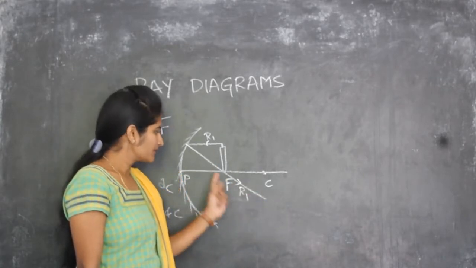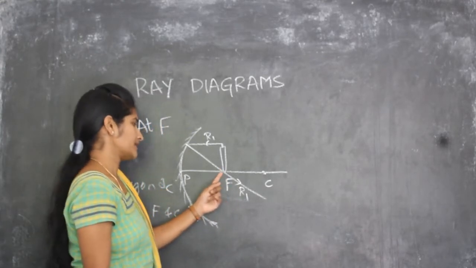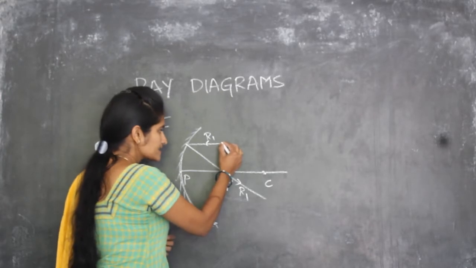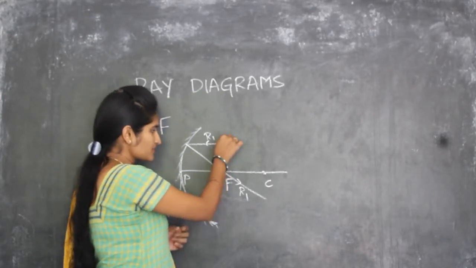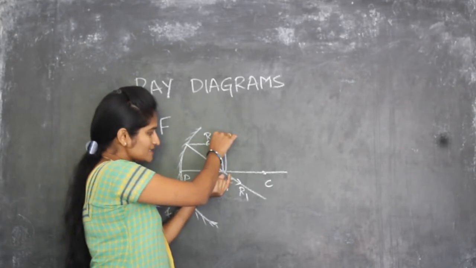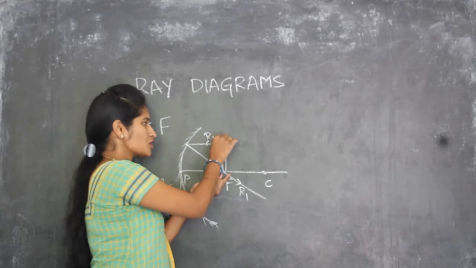So now when the object is placed at F, we can't draw that ray diagram. Why? Because see, here it is the tip. So the ray should pass through the focus. But the object is at the focus itself. So how can I draw? I can't draw this. So leave it.